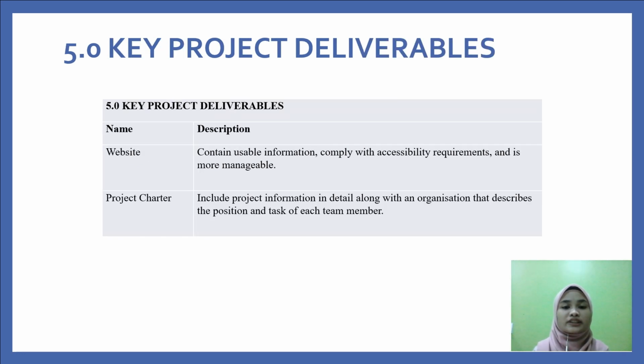Next, for key project deliverables, there are 2 key project deliverables for this project. Firstly is the website. This portal contains usable information that complies with accessibility requirements, and this portal is more manageable. And secondly is the project charter that includes project information in detail along with an organizational chart that describes the position and tasks of each team member.